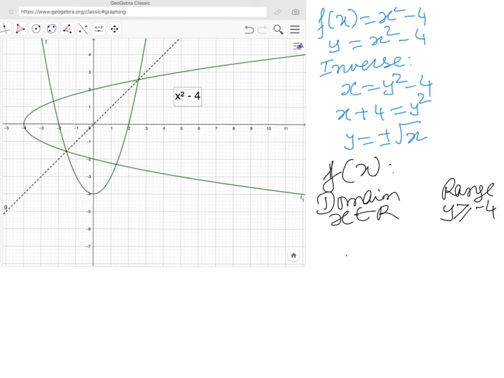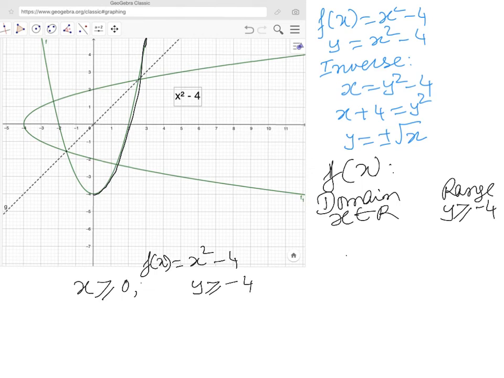Now I am going to restrict the domain for x greater than or equal to 0. If I draw the graph, this is going to be my x greater than or equal to 0, the other half of the parabola. My function remains the same. My original function is x squared minus 4, but the domain is now restricted to x greater than or equal to 0. And what will happen to the range? The range still remains at y greater than or equal to negative 4.